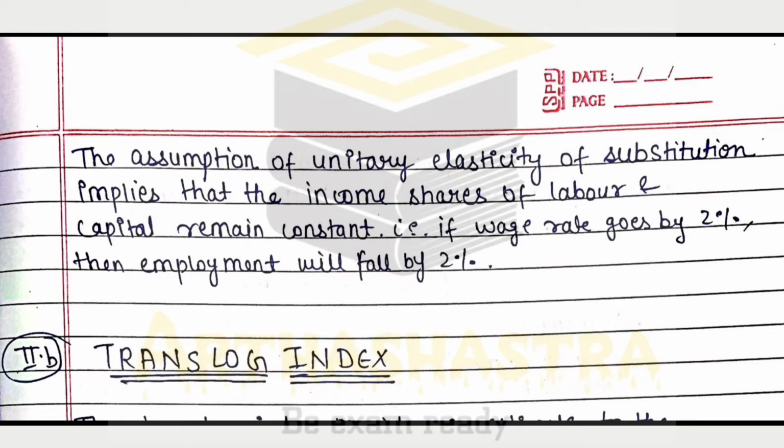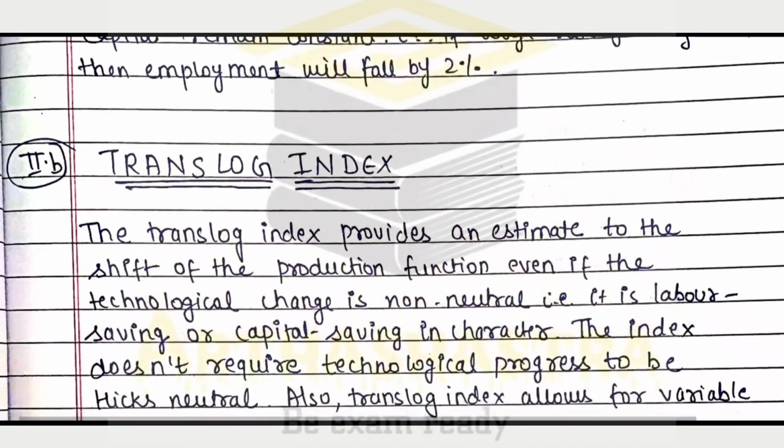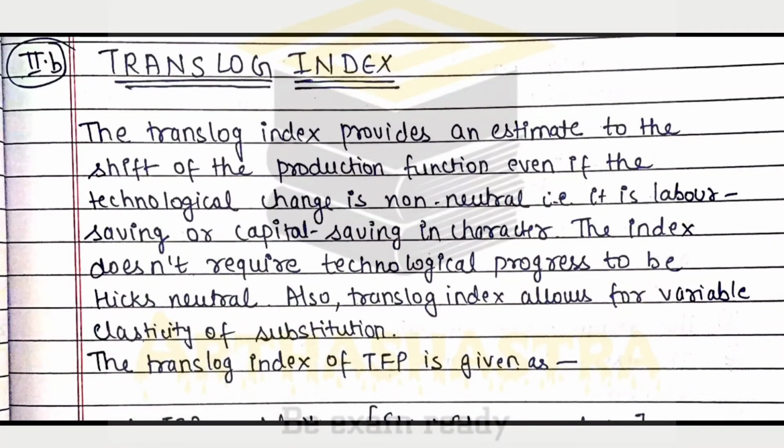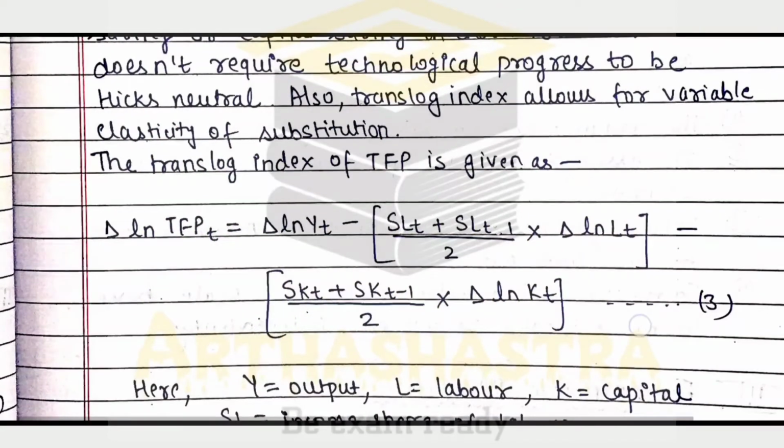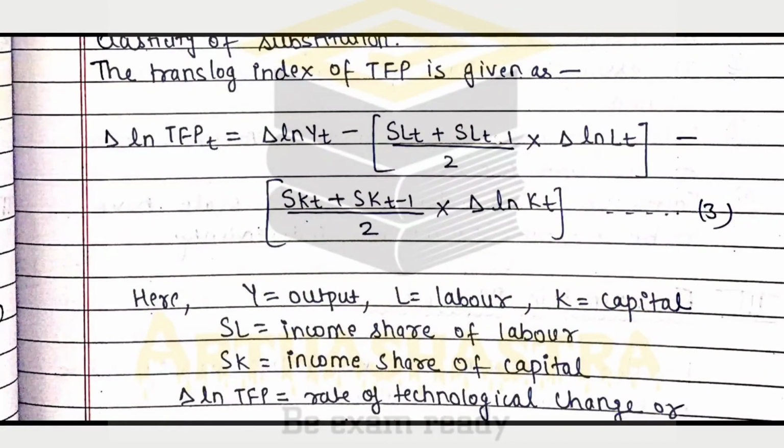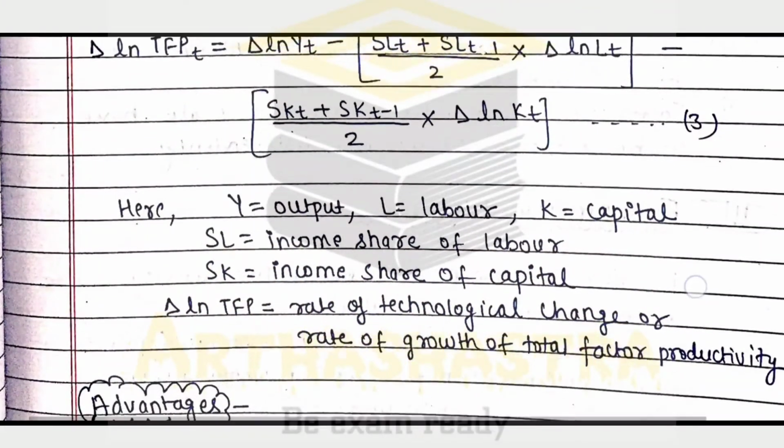and next we move to the translog index. So this is the second way under the index approach to measure TFP. In the Solow index, the elasticity of substitution was unity, but in the translog index, the elasticity can be variable. So we have written down the translog index. It is also in log terms.